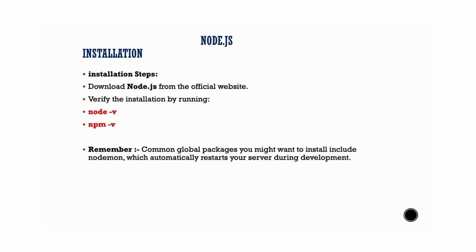Open a terminal or command prompt and type the following commands: node -v or npm -v. These commands will display the installed version of Node.js and npm, confirming that the installation was successful. Consider installing common global packages like nodemon, which automatically restarts your server during development, enhancing productivity.